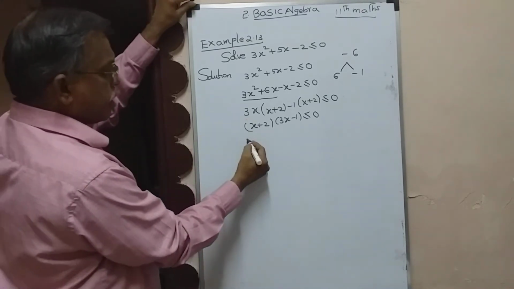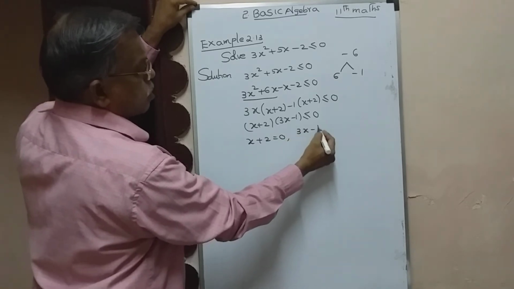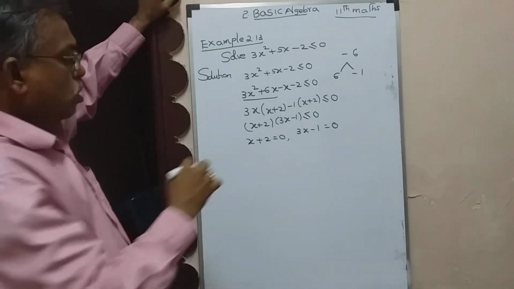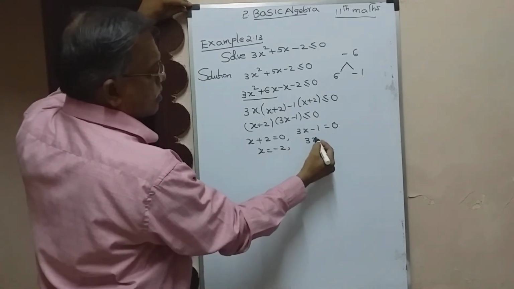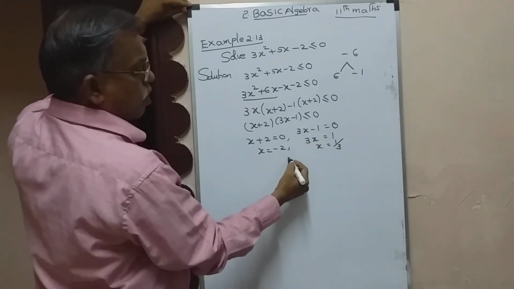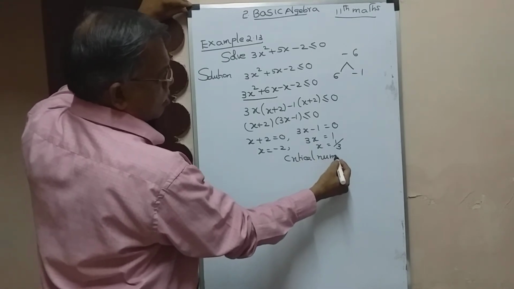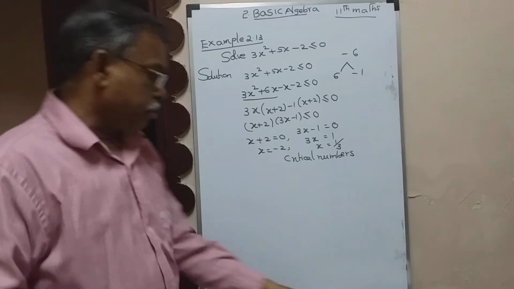So if you separately equate the factors, x plus 2 is equal to 0, 3x minus 1 equal to 0, then you will get the critical numbers. So now x is equal to minus 2 from this equation, 3x is equal to 1, x is equal to 1 by 3. So these two are the critical numbers. Okay, students. So we got the critical numbers.